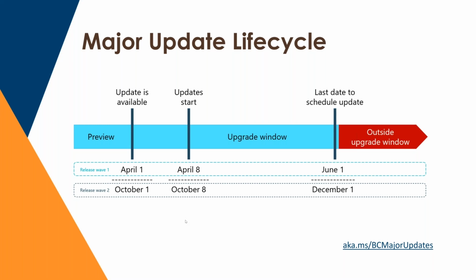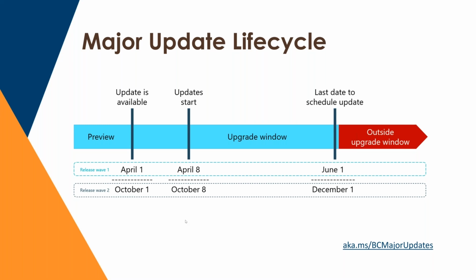So in this case, when looking at this, Microsoft releases its major update for release wave 1 on April 1st. A week later, the updates start, so Microsoft starts sending out notifications that an upgrade is available for your environment. And then 60 days later, on June 1st, Microsoft will stop allowing you to schedule the update and will force your environment to be updated. That way, everyone is on the latest version of Business Central. It just allows them to manage their environments a lot easier and a lot cleaner.